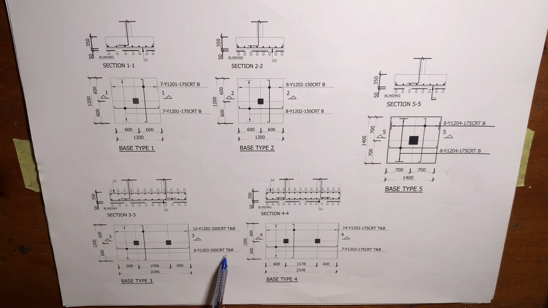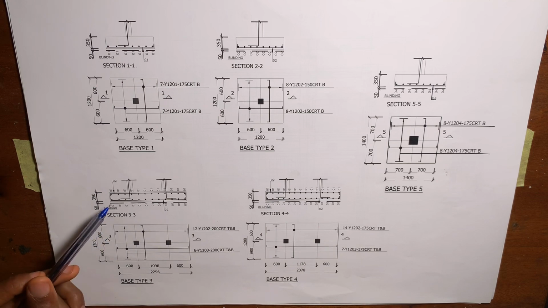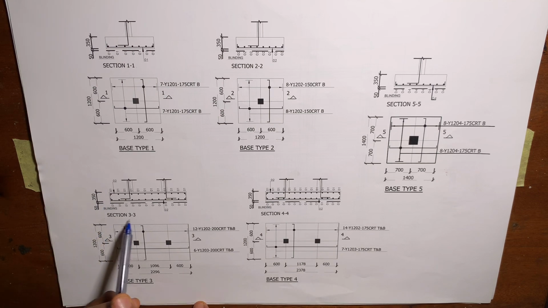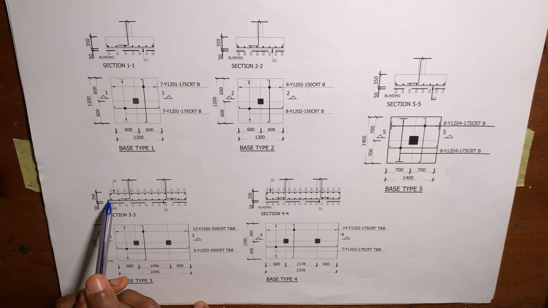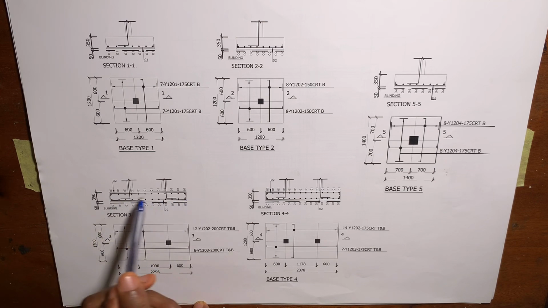So now you can see that it says top and bottom reinforcement. So it means that the reinforcement for the column base, for base type 3, on the bottom, we are also going to be seeing it on the top, as you can see in this section. So you can see what we have on the bottom is the same thing as what we have on the top.